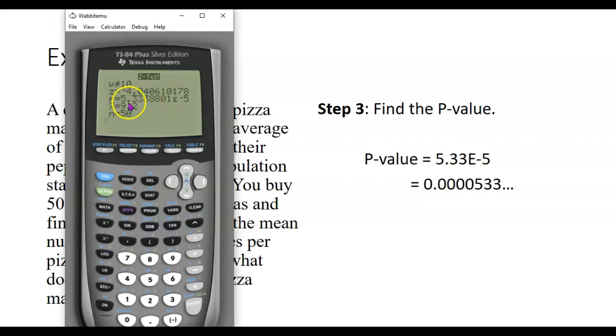So if you write that out normally, you take this decimal point and slide it 5 spaces over to the left, and the p-value written normally would be 0.000053, and so on.